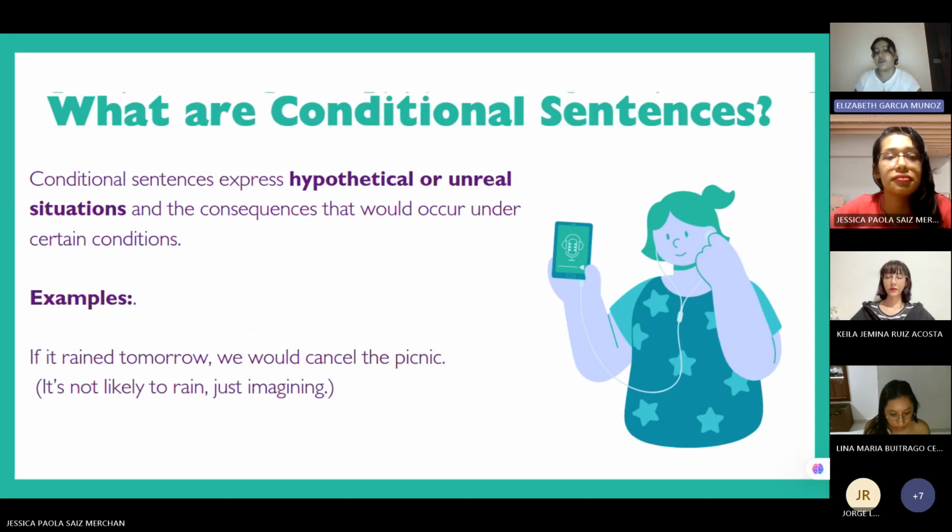Okay, what are conditional sentences? Conditional sentences express hypothetical or unreal situations and the consequences that will occur under certain conditions. For example, if it rains tomorrow, we will cancel the picnic. The next one, please.